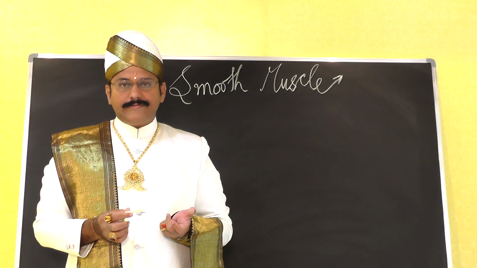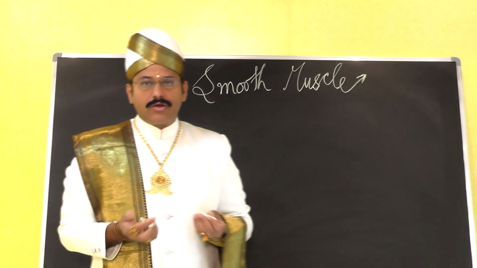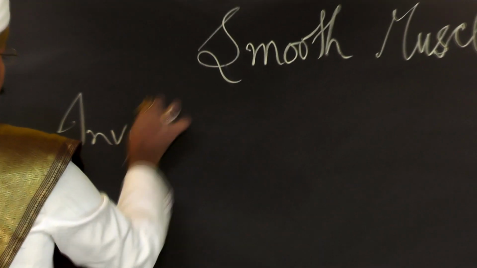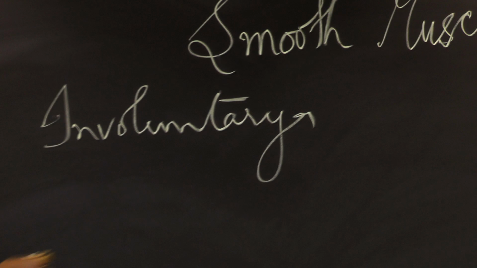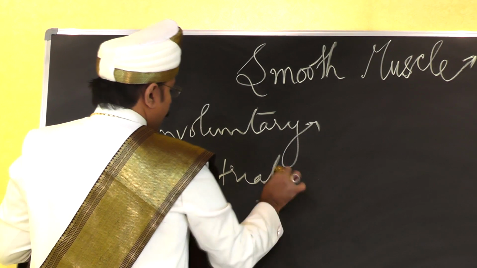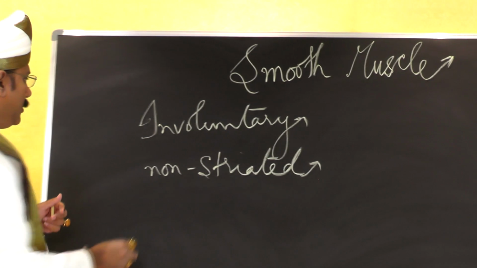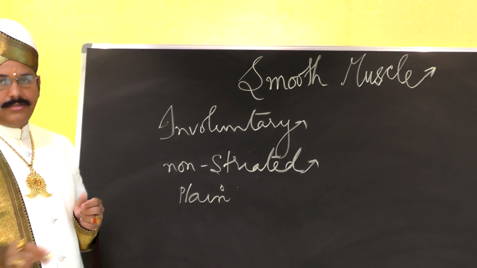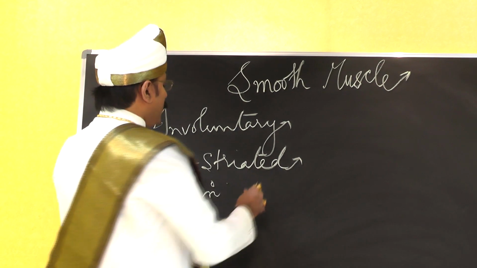It is also called plain muscle or unstriated or non-striated muscle. So it is also called involuntary muscle as it is not under our control. It is also called non-striated or unstriated muscle. It is also called plain muscle. So there are different names for the smooth muscle. We are going to learn this in the following headings.